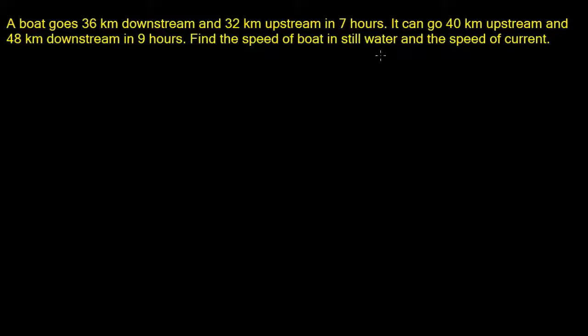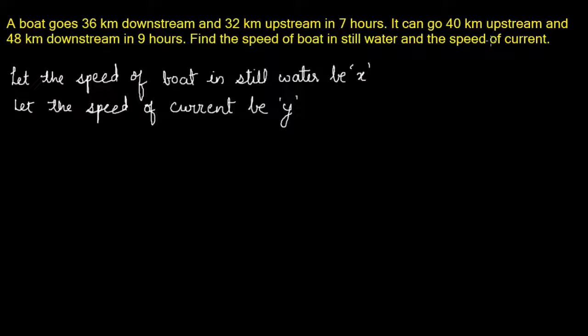Since we need to find the speed of boat in still water and speed of current, let us assume speed of boat in still water be x and speed of current be y. Now before beginning to solve the question, let us understand the concept of downstream and upstream.